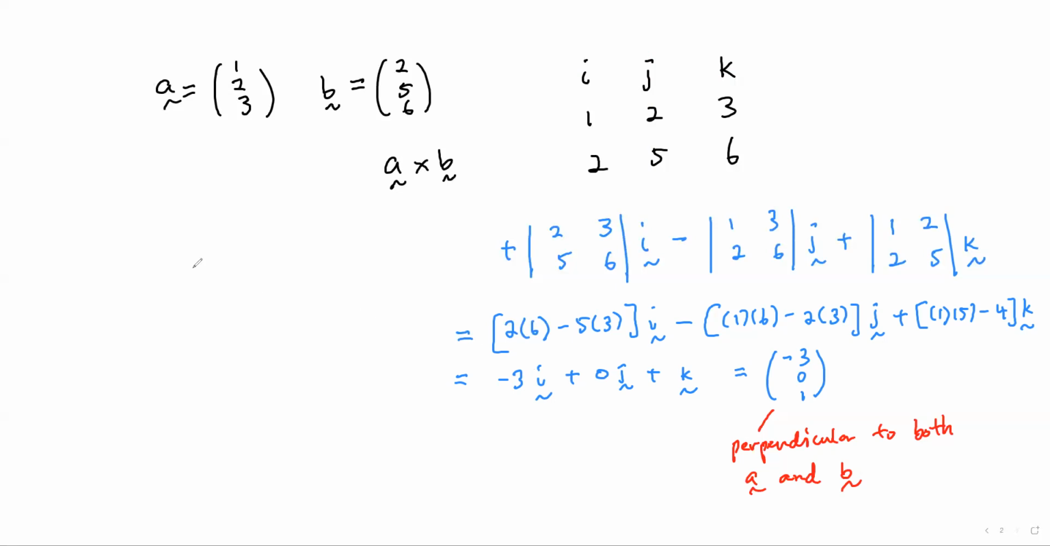So what happens if I take B cross A? Remember that I mentioned that A cross B is different from B cross A. If you take B cross A, you will get a vector in the opposite direction of A cross B. This is the negative of A cross B. That's the only difference. It will still give you a vector perpendicular to both A and B, but B cross A is in the opposite direction of A cross B. That's all.